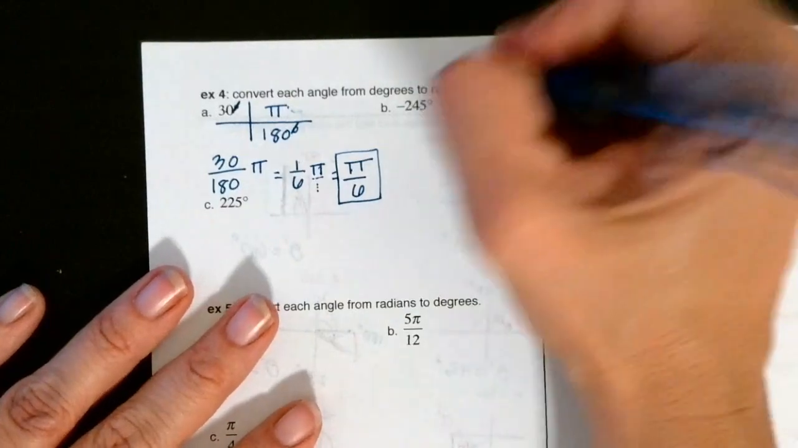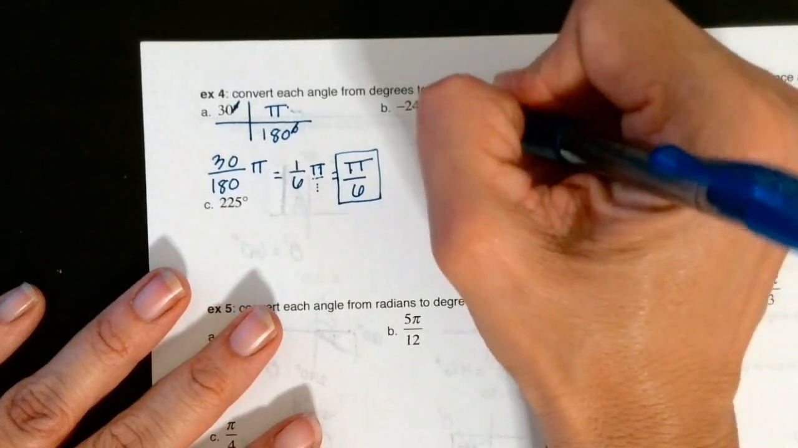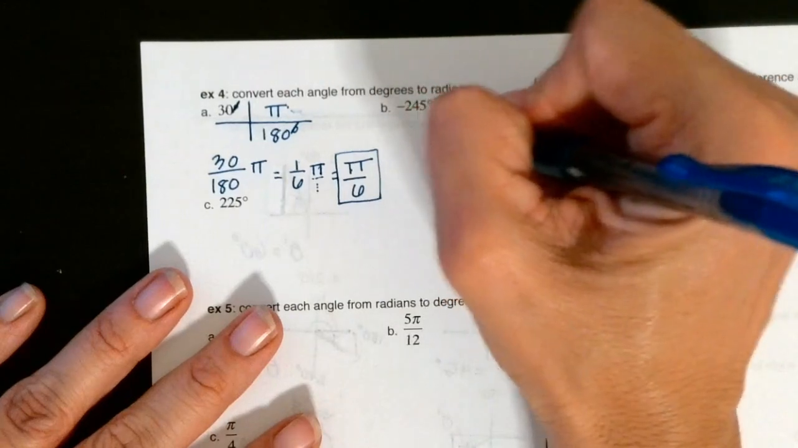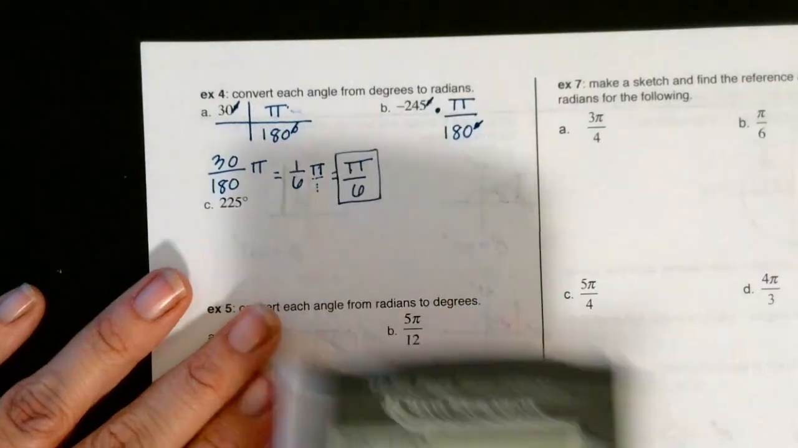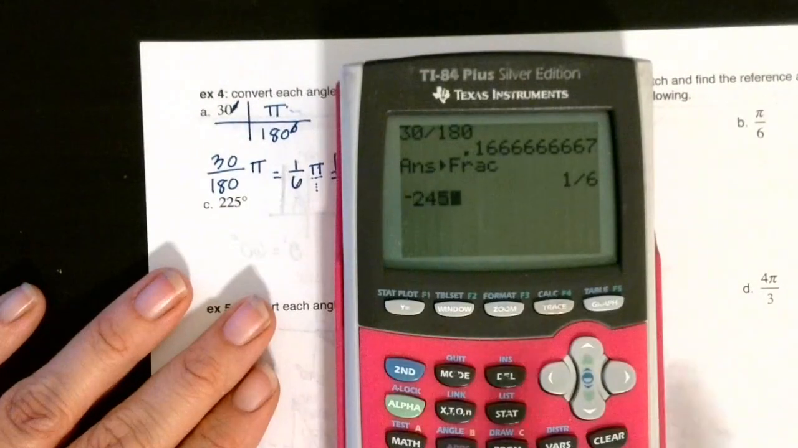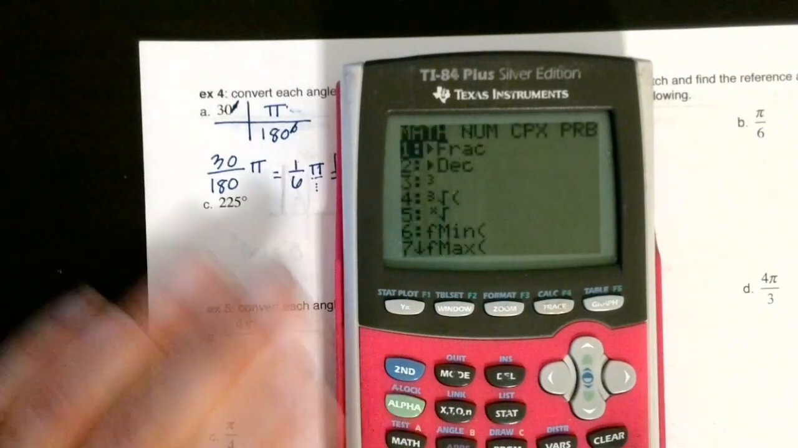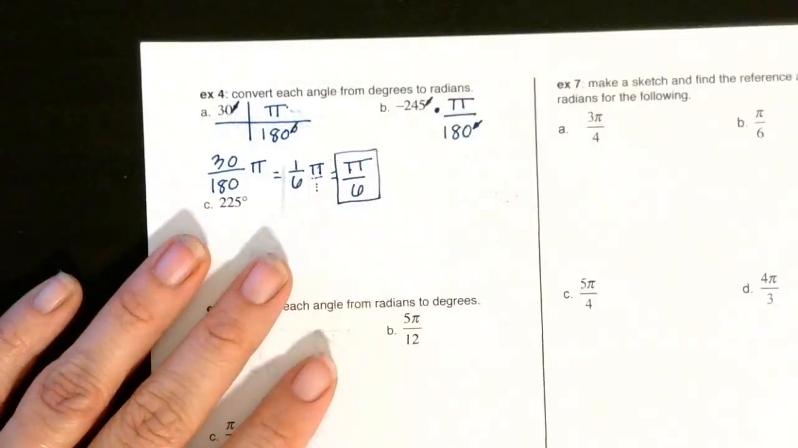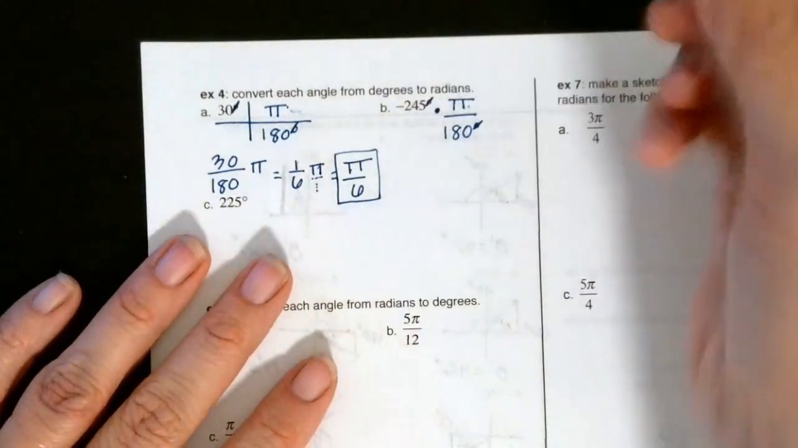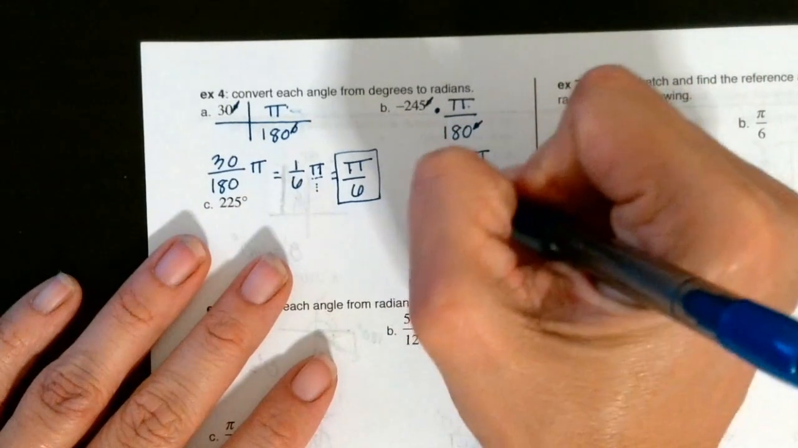Negative 245, so I'm going to do this without my little chart. I'm going to times this by pi over 180. The degree symbols will cancel out, and then into my calculator I do negative 245 divided by 180. I get a fraction, and then I hit math, enter, enter, and that fraction is negative 49 over 36, but I still have that pi, so negative 49 pi over 36.